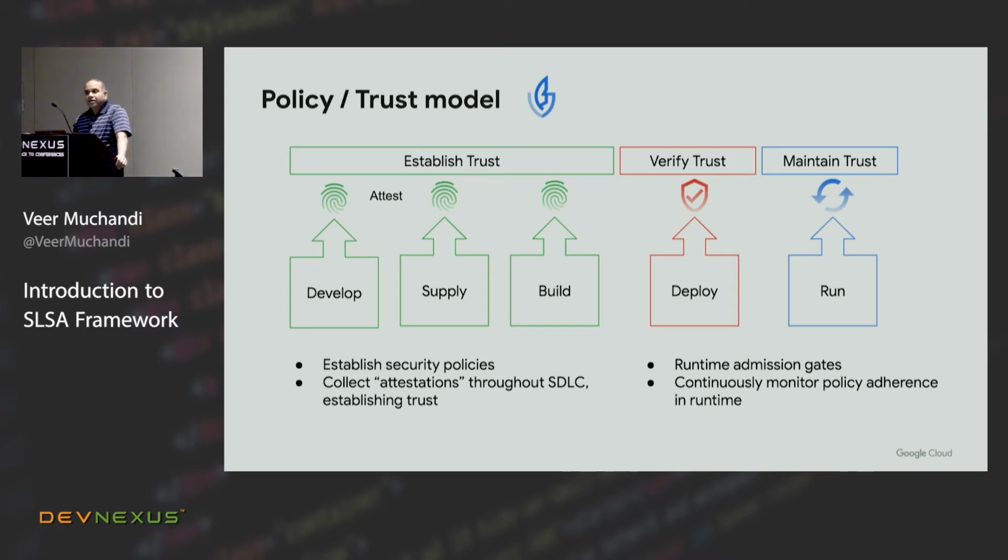The third, once it starts running, you still need to maintain trust. So there is a continuous check that needs to happen to identify if any new vulnerabilities come up as the code is running in production, right? So you need to do all of them. Now, SLSA stops at verified trust. It doesn't talk about continuous monitoring in production. But this is Google's perspective. We also need to do that, right?